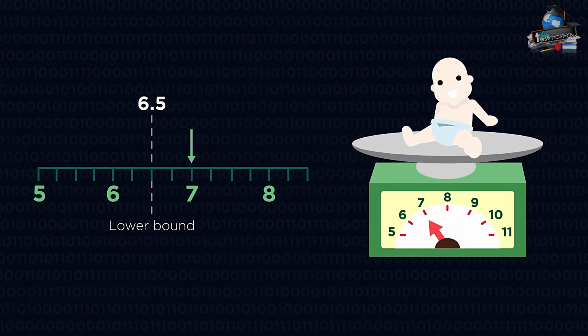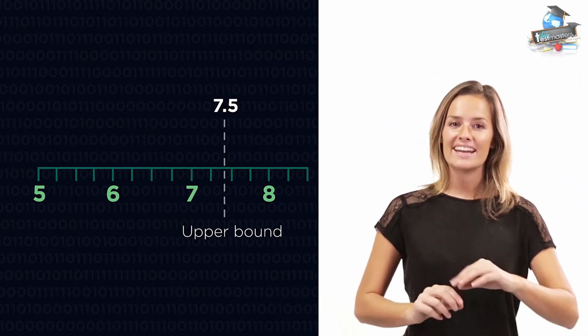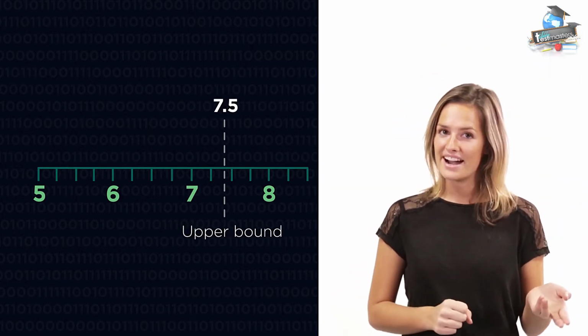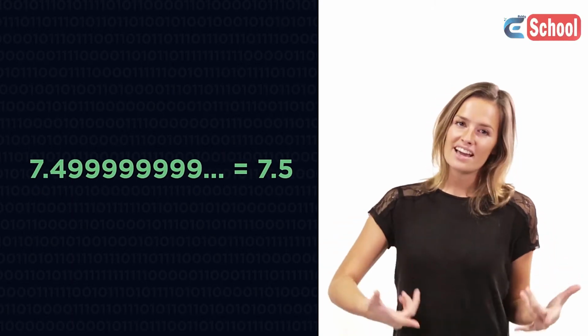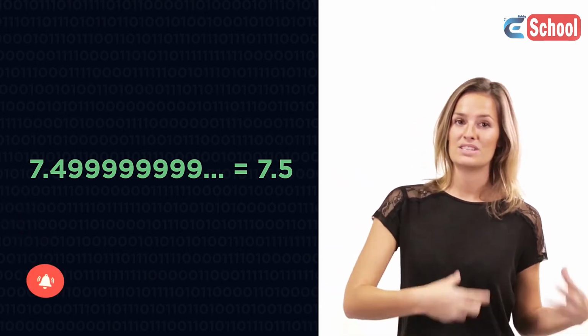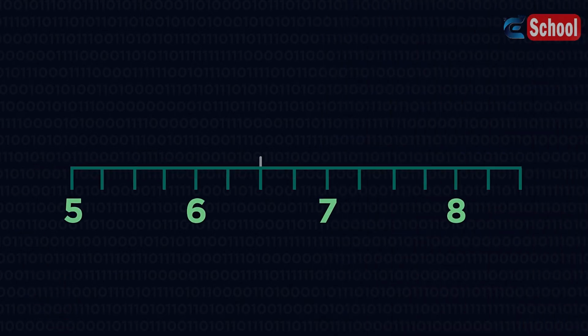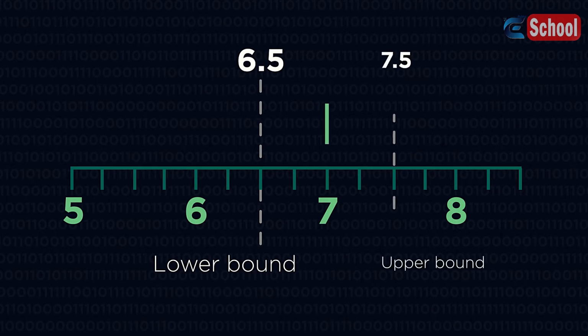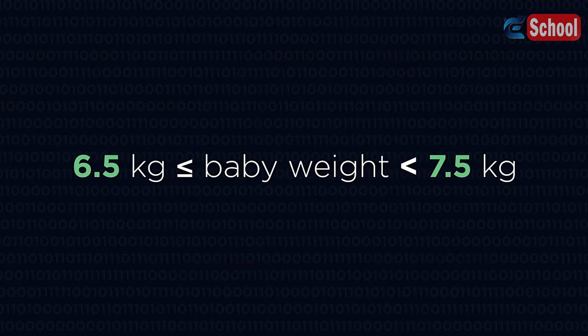So what's the heaviest that the baby could be for it to round down to 7 kilograms? Do you agree that it is anything less than 7.5? So 7.49999 recurring. The 9s recur infinitely, and so we say it is equal to 7.5. So the upper bound is 7.5 kilograms. So the baby's weight is somewhere between 6.5 and 7.5 kilograms. We could write this as an inequality, like this.